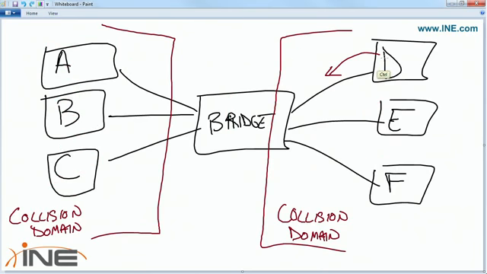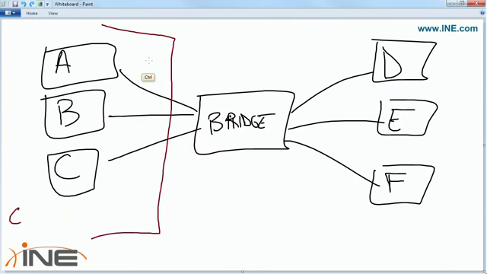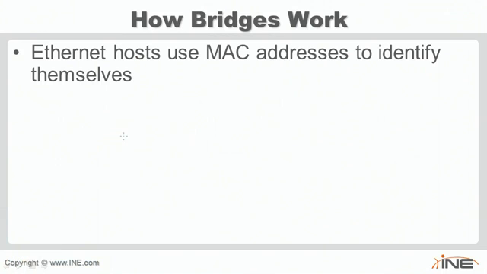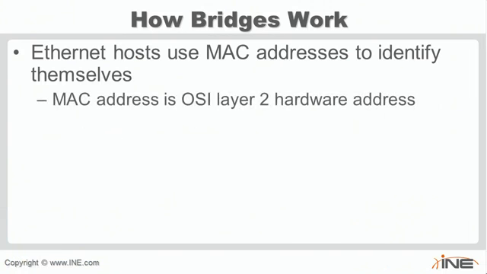But now the problem we run into is, what if A wants to send traffic to D? So how does the bridge know that when we send the data out, that it's actually going out this direction as opposed to going in this direction? And the way that we do this is by using what Ethernet calls the MAC address, or essentially the hardware address that is used at layer 2 of the OSI model.